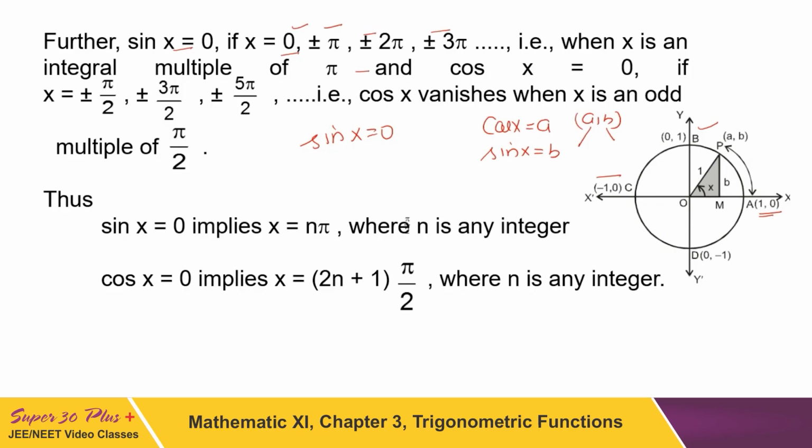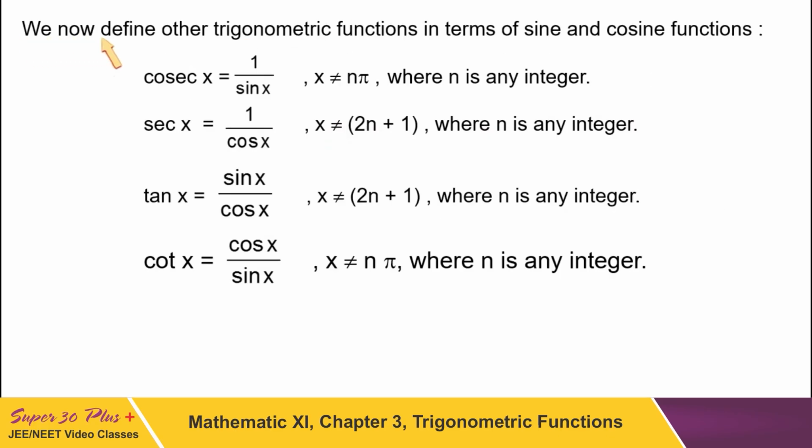Thus, sin x is equal to 0 implies x is equal to n pi, where n is an integer, and cos x is equal to 0 if x is an odd multiple of pi by 2, where n is an integer. We now define other trigonometric functions in terms of sine and cosine. Cosec x is equal to 1 upon sin x, and it is defined where x is not equal to n pi.